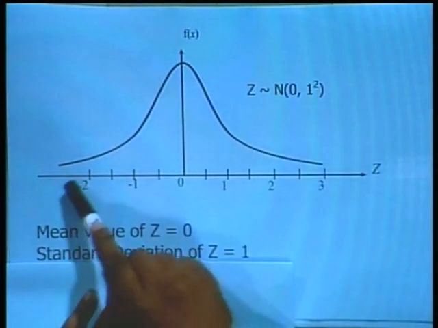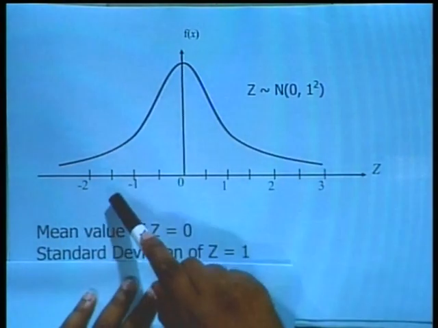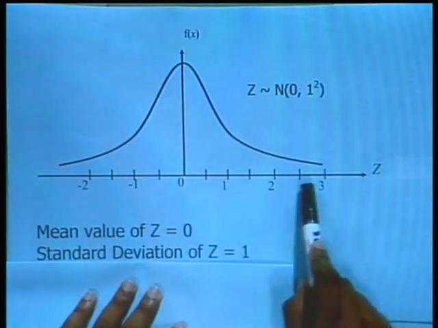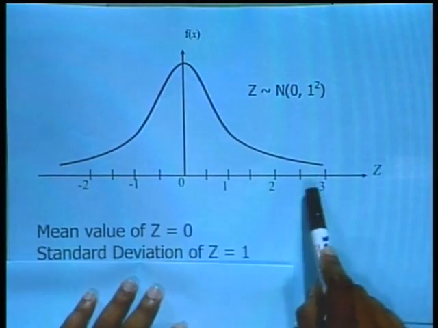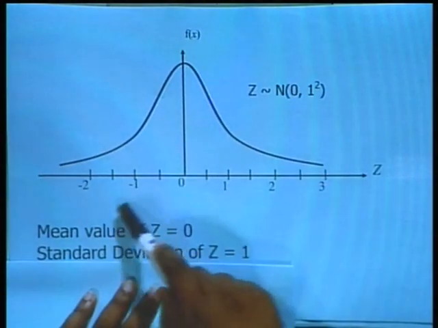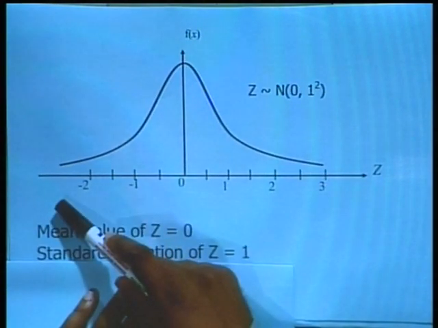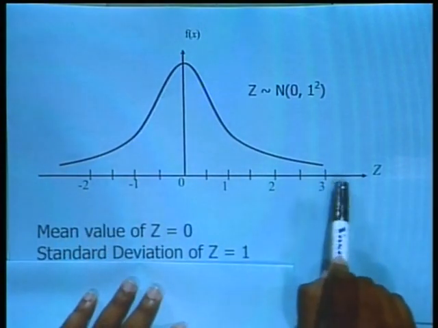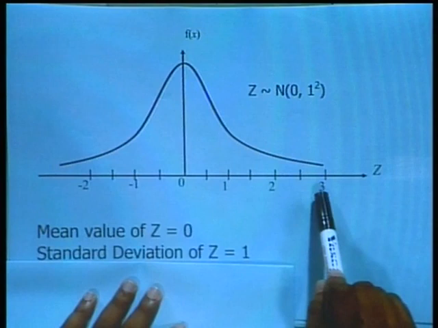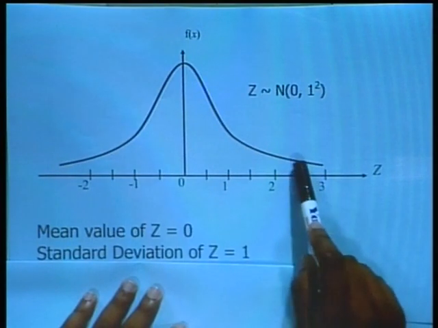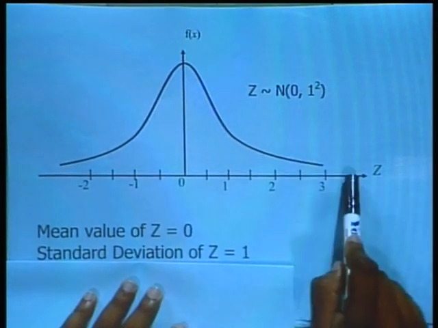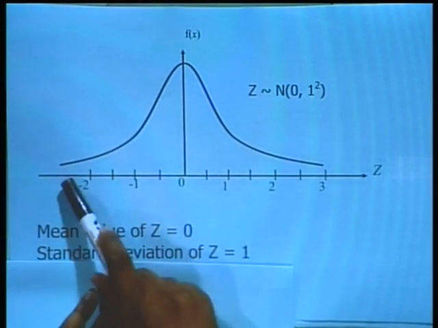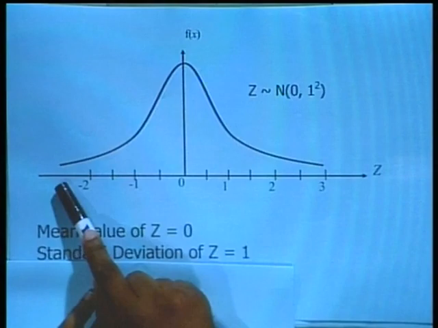So we have the Z-axis representing the values of Z, the mean 0. On the right-hand side, all the positive values of Z. On the left-hand side, all the negative values of Z. Note that when Z value comes close to 3, the area is very, very small. Same applies on the left-hand side when Z is close to minus 2.9.